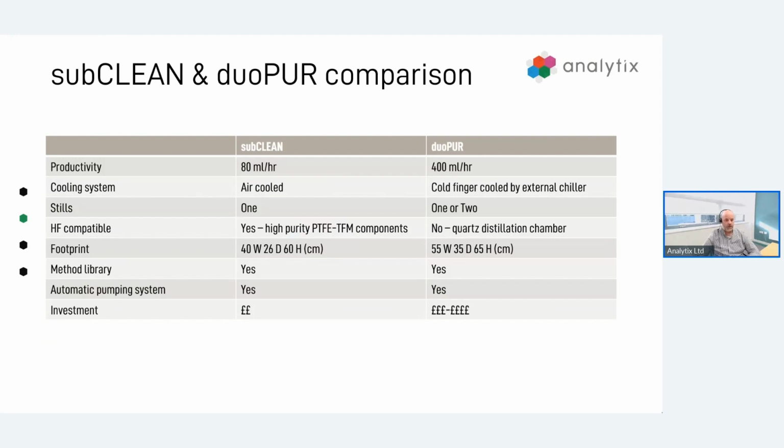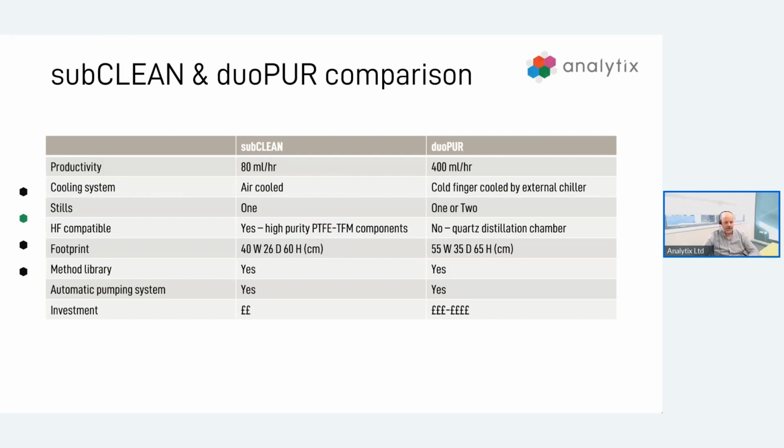One of the advantages of the subclean, although the productivity is lower than the sub-pure and the duoport, is that it is compatible with HF. This is because all of the components are high purity TFM. The duoport and the sub-pure have a quartz distillation chamber, so if we were to place HF inside there, it would start to erode the still itself. So we can't process HF.